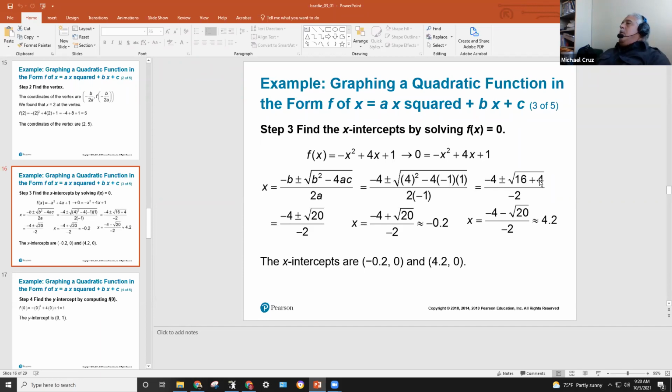The negative is built in, so it's negative 4 plus or minus the square root of b squared, which is 4 squared, minus 4, again, is built in, and the a is negative 1, and then the c is just a plain old 1. So it's 16 plus 4 up there, and that gives you 20. In the denominator, it's 2 times a, and remember, negative 1 was a, so that's negative 2 down there. All you can do is simplify this down and approximate it, because it's always going to have a radical in no matter what you do. You could simplify it down, but they just go ahead and approximate it. So they tell us that the two x-intercepts are negative 0.2 and 4.2.